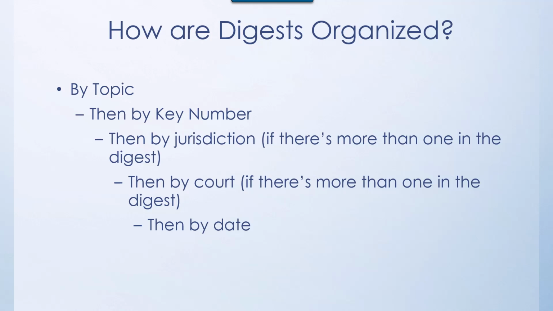Within that state, then, they'd be organized by court. Federal court decisions come first, starting with the U.S. Supreme Court, and then the appropriate circuit court, and then the district court. These would be followed by the state courts from top to bottom, and then by date.